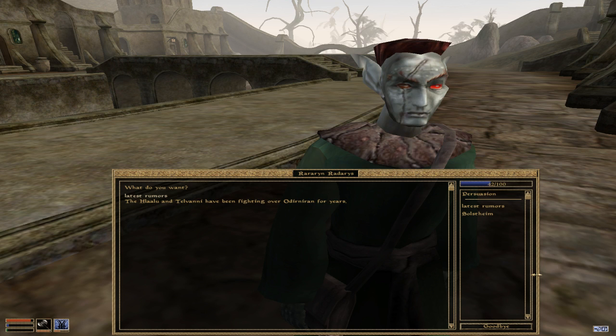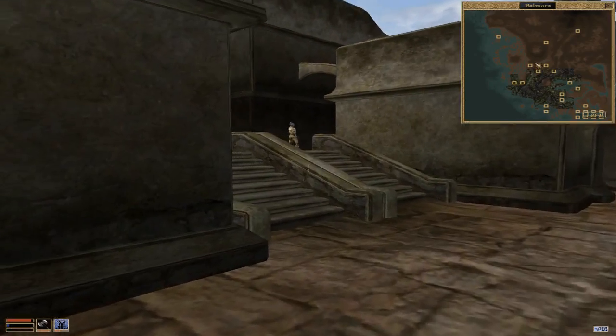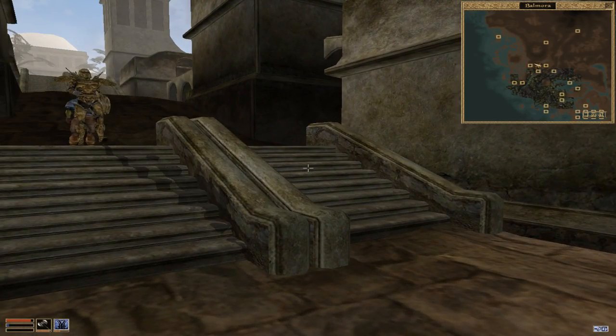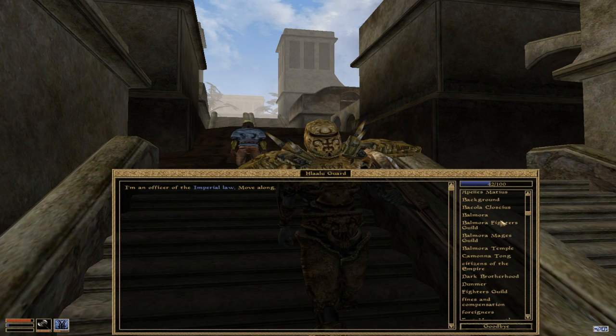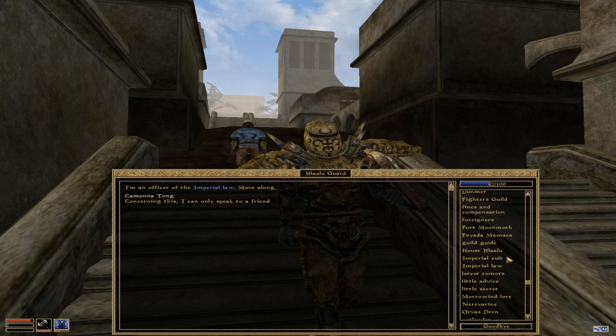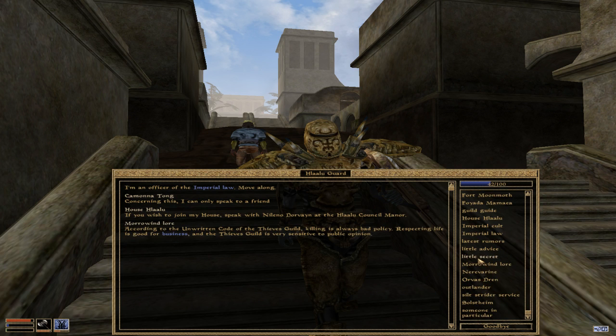Hlalu and Telvanni have been fighting for years. Okay. How many topics are there? If you wish to join my house, speak with Nileno Dorvian, the Hlalu Councilman. We don't want to go there.